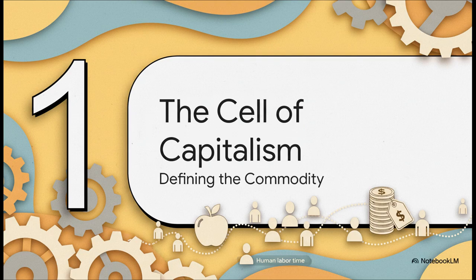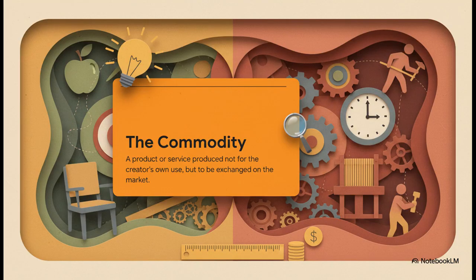Okay, so to kick this off, we've got to think a little bit like a biologist. If you want to understand a big, complex organism, you don't start with the whole thing. You start with its most basic unit, the cell. Well, for the capitalist economy, that tiny economic cell is the commodity. So what is a commodity exactly?